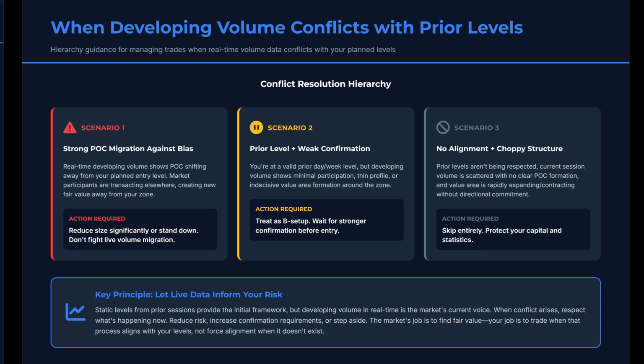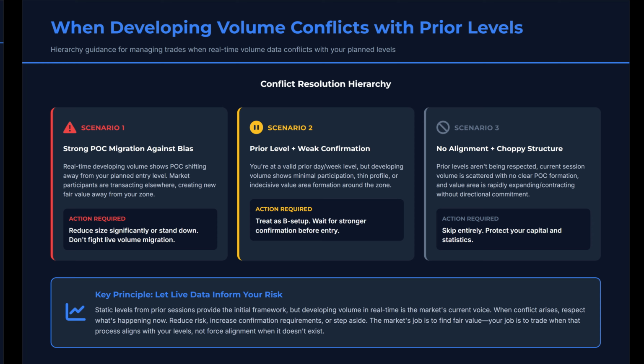Complete narration. This slide addresses one of the most challenging situations you'll face as a volume profile trader. What to do when your real-time developing volume conflicts with your planned prior day or prior week levels. You've done your homework. You've identified a clean PD VAL at 45.25 as a potential long entry. The level has strong history. It held multiple times last week.